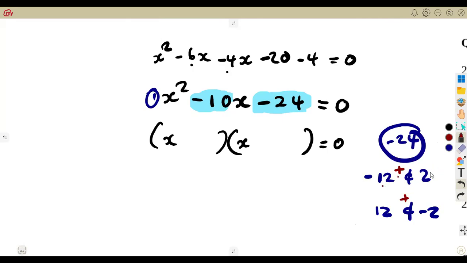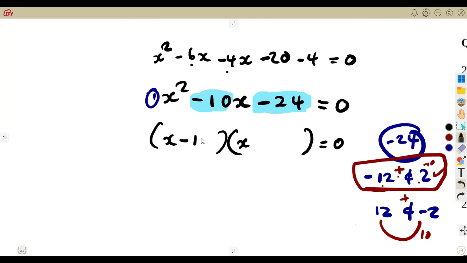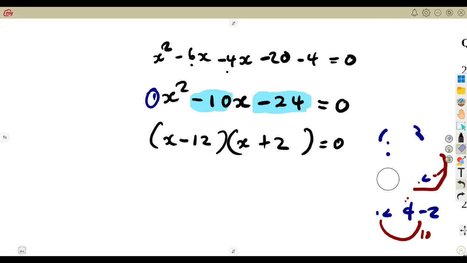Minus 12 plus 2, that's minus 10. Exactly what we want. If we add these two, 12 plus minus 2, that's 10, not minus 10. So this is what we want here: minus 12 and minus 2. So you're going to have minus 12 and what? Plus 2. This is plus 2. Minus 12 and plus 2, all right, just like that.